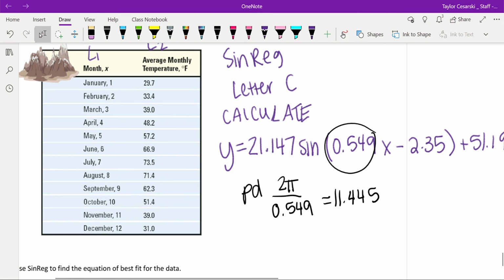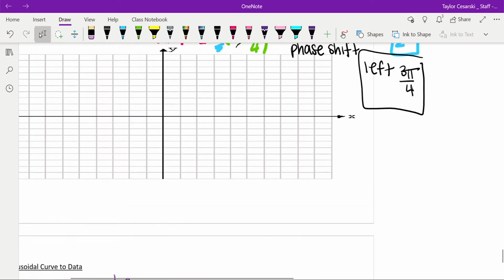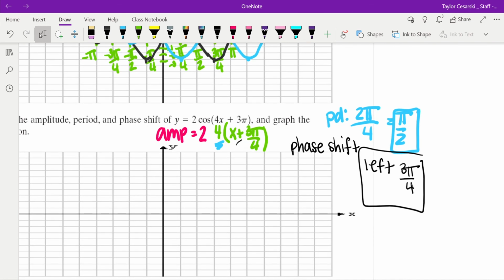We could also use this, I'm not going to go through it, but if we put it into Y1, for example, to predict, if I told you, let's say x equals 9, predict the temperature in September. Just like we've been doing with all of our regular regressions, it's not any different than what you would do there. You would have to store it in Y1 to get the exact value. Just like you can do regressions with any other function, you can also do it with trig functions. And that's how you do sine reg and also how you take into account phase shifts. That's all.